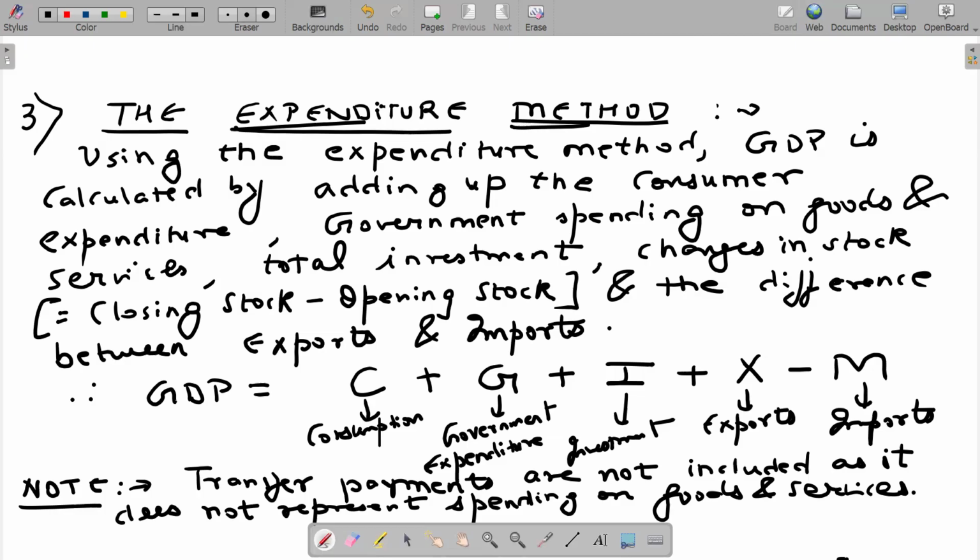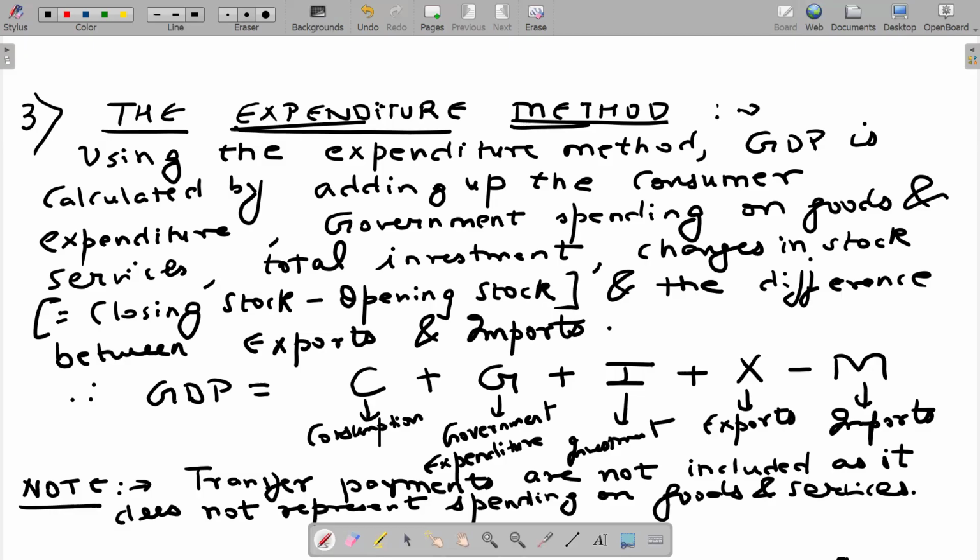The income method simply talks about summing up all the incomes received by the factors of production, which is wages, rent, interest, and profits. One should not include transfer payments in the income method because no income has been generated. No good or service has been produced in the case of transfer payments.